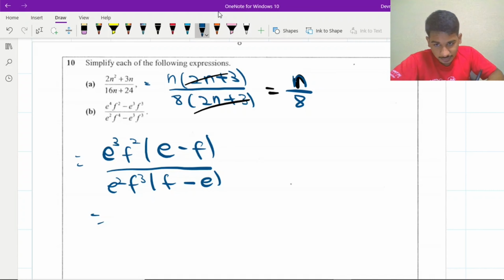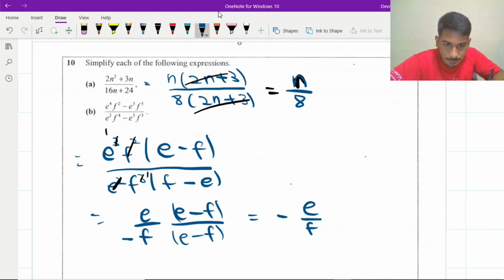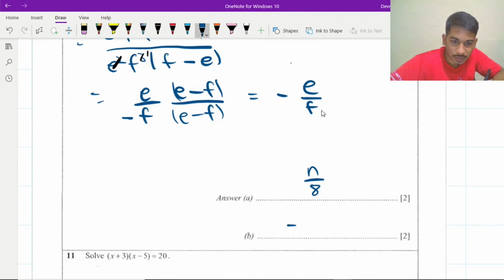Okay, let's take all the things that we know. We know this E will be gone. We're left with one E, and the F will be gone there. We're left with 1. And this one, let me just write it down slowly: E over F, and then we have E over F over F minus E. But F minus E, we can swap it. We can times negative to both sides. So if you take out a negative, it's going to be E minus F. So that will be gone too. So we'll be left with negative E over F.